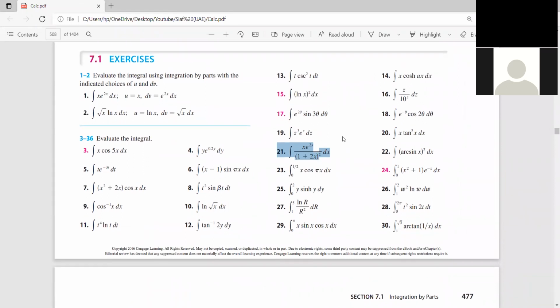We have only 15 minutes left. Okay, let's shift towards the U-substitution.